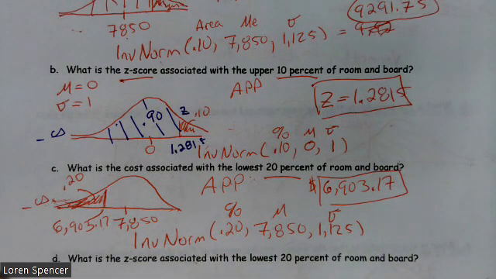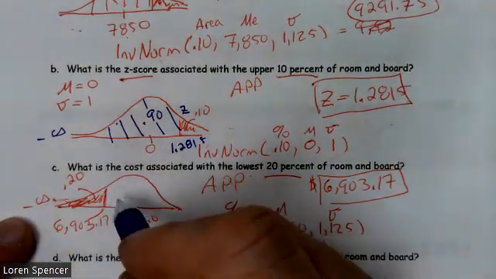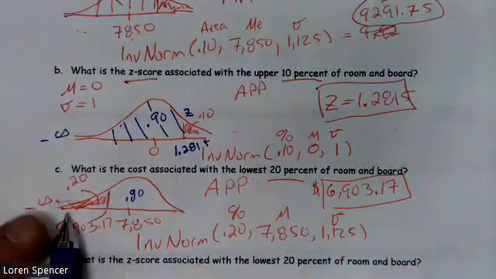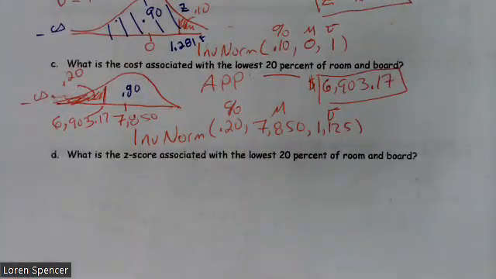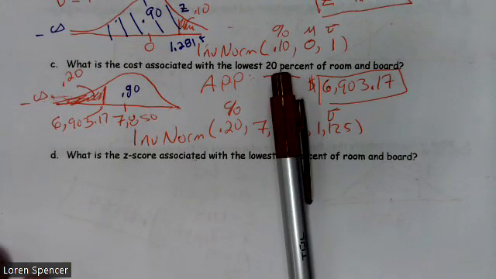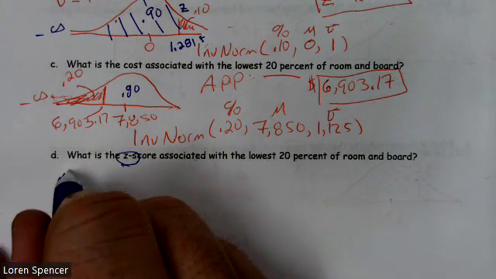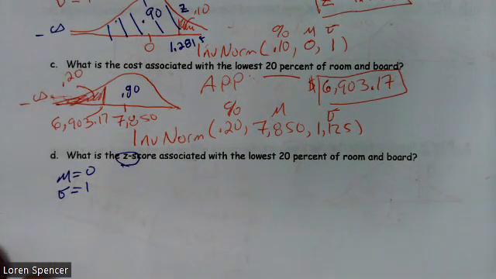Now, if your calculator only works from the left, guess what? You're good. Now this area up here is 0.80. And we could have worked it from the right, but I know all the calculators will work from the left. So we won't do that twice. So the next one, it says, what is the z-score associated with the lowest 20%? Once again, we're asking for a z-score. Please remember, all z-scores have a mean equal to 0 and a standard deviation equal to 1.